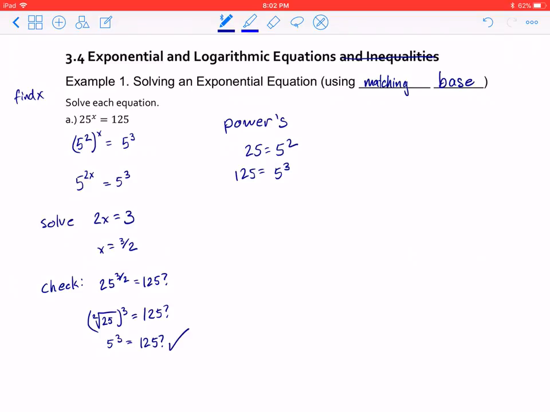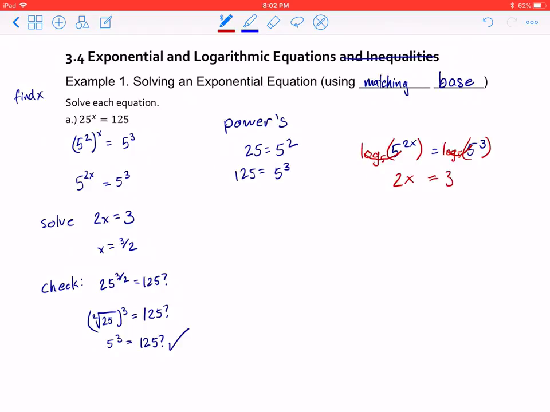So why can I just ignore the base? Intuitively, all the value changing is happening in the exponent. But another way to think about it is if you really just had 5 to the 2x equals 5 to the third, you can use the properties that we looked at in the earlier sections and say, let's take the log base 5 of both sides. The bases match, so they'll cancel, so we're left with 2x equals 3. And that's the idea that we're going to be working with in the next few examples.